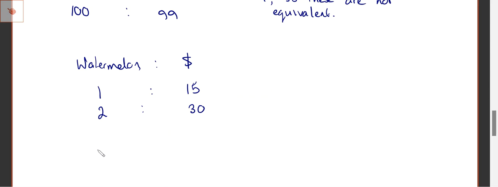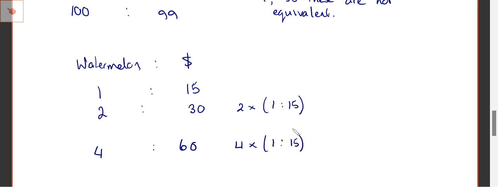That's one thing. Do we always just double it? Okay, because this is 2 lots of 1 to 15. This is 4 lots of 1 to 15. And what have we missed? 3 lots. So quite often people only double, and they miss a load of equivalent ratios.